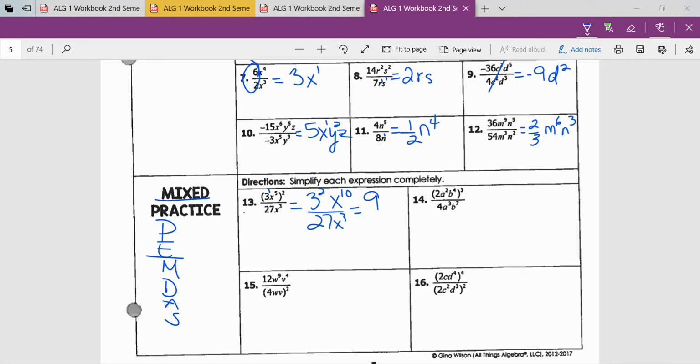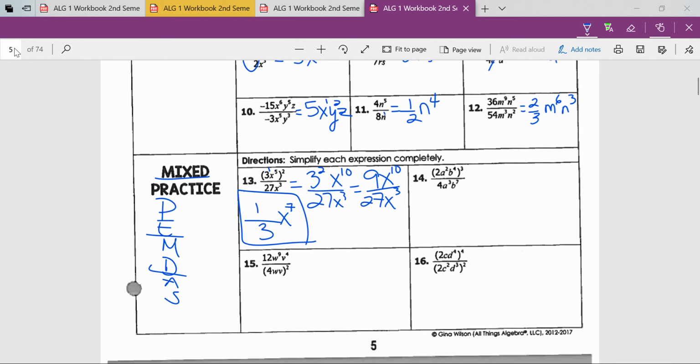Yeah, 3 squared is 9. So simplify that. And then you can start dividing, right? Now that we did the exponent, now we can go into division. 9 over 27 simplifies to 1/3. X to the, grab the 10 and the 3, very good. It's going to be x to the 7.